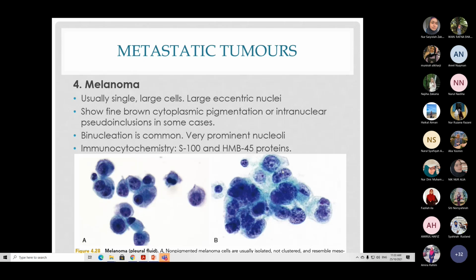Sometimes the cytology officer, or maybe the pathologist itself, finds it very difficult to differentiate whether this is melanoma or a malignant cell from the mesothelial cell itself. If you find it difficult, you can straight away do an immunocytochemistry test, using the markers S100 and HMB45.